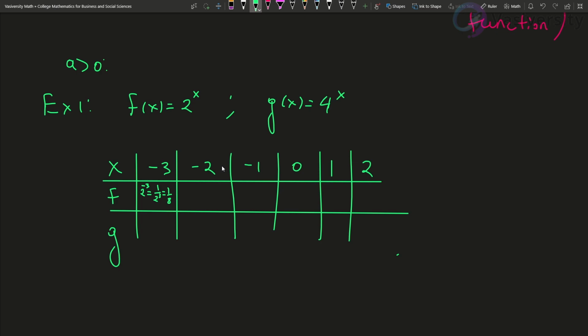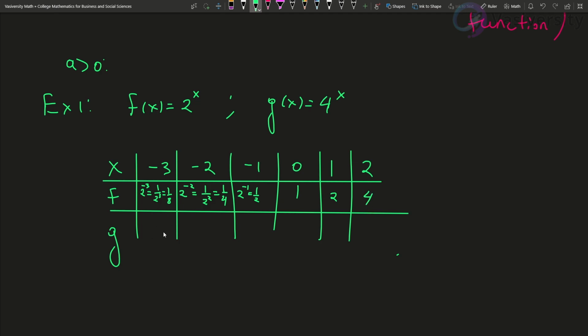Okay, how about the -2? It's going to be 2 to the -2, which is equal to 1 over 2 to the 2. 2 to the 2 is 4, so that's 1/4. Okay, and then 2 to the -1 is the same thing as 1 over 2. Pretty straightforward. To the 0, anything to the 0 is going to be 1. 2 to the 1 is 2. 2 to the 2 is 4.